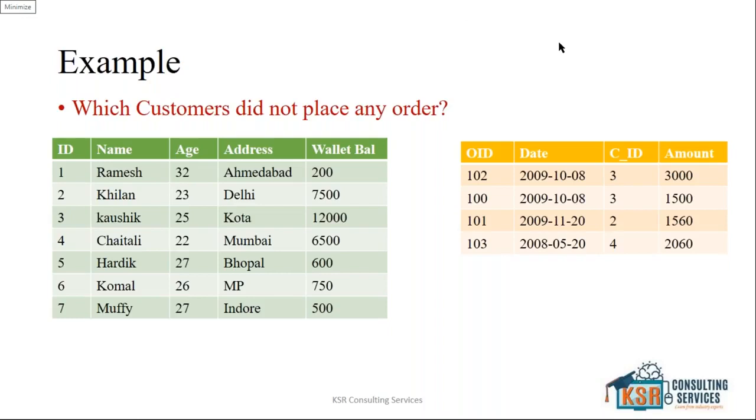Okay. Any other way? Yes, I would accept that. Any other way? I need to know. Select the first table, the customer table, where the customer ID is not in the second table. Okay, that also I can do. Any other way?